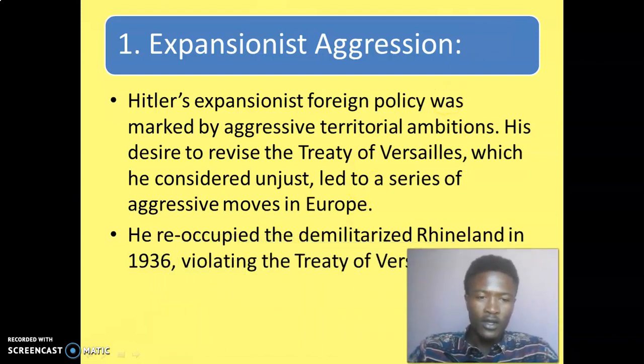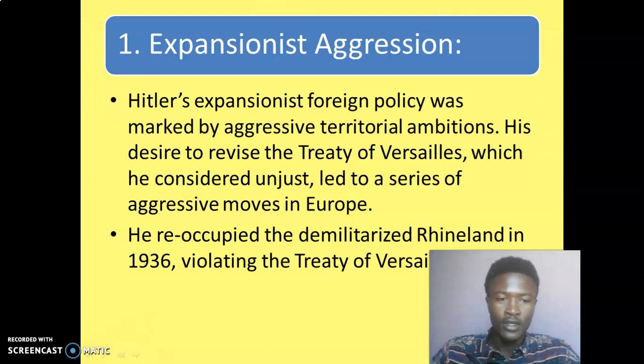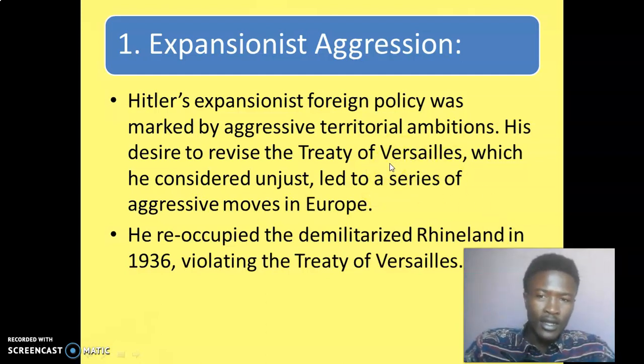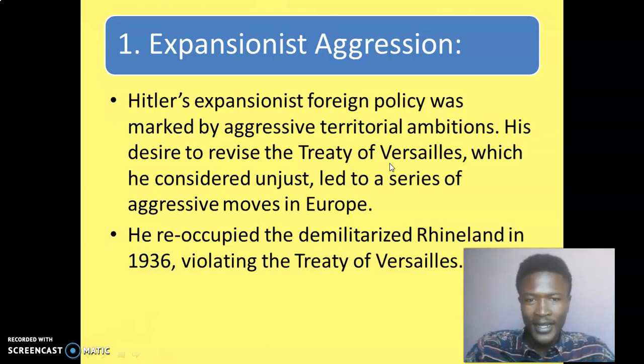Alright, we have the first policy, which is expansionist aggression. What are they saying about this policy? How did it lead to the outbreak of the Second World War? Alright, they are saying that Hitler's expansionist foreign policy was marked by aggressive territorial ambitions.